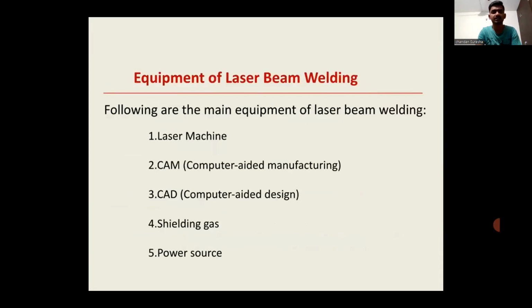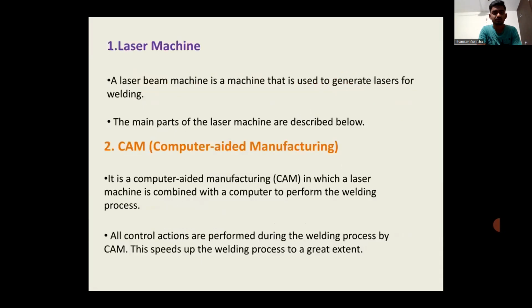Equipment of laser beam welding: laser machine, CAM (computer aided manufacturing), CAD (computer aided design), shielding gas, power source. Laser machine: a laser machine is a machine that is used to generate lasers for welding. The main parts of the laser machine are described below.